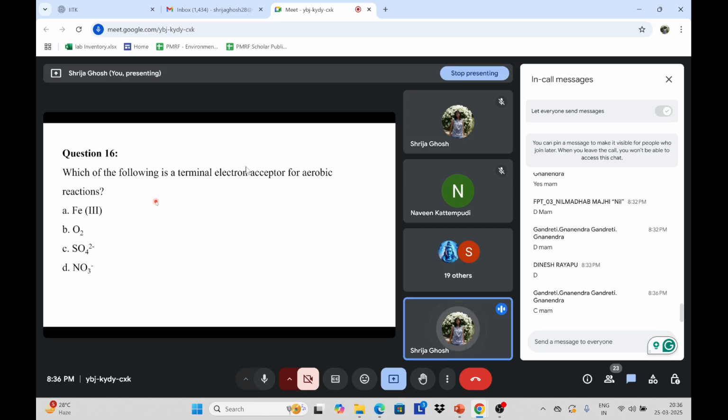What is the terminal electron acceptor for an aerobic reaction? The answer is there in the question itself. Read the question carefully, you will be able to answer this. Everybody write the answer in the chat box. Okay, I have two answers, option C and option B.